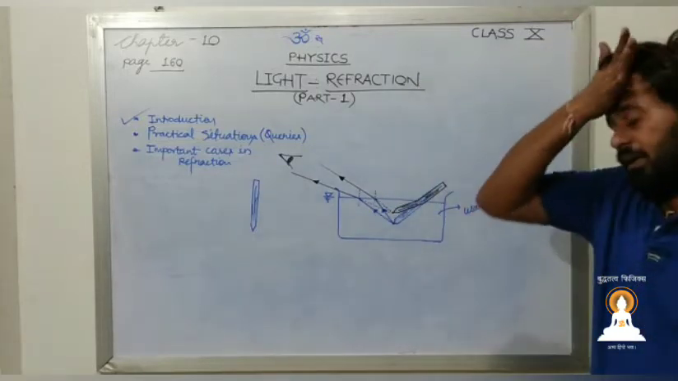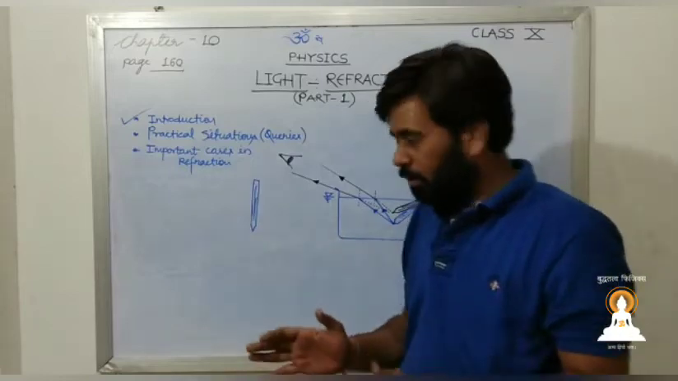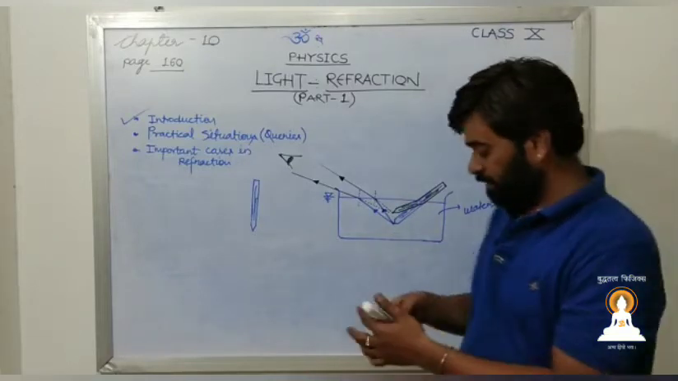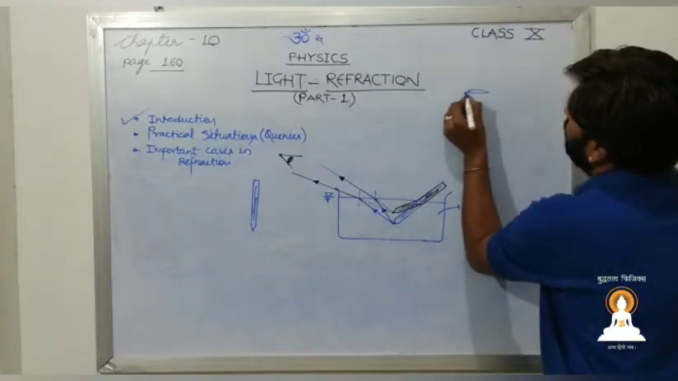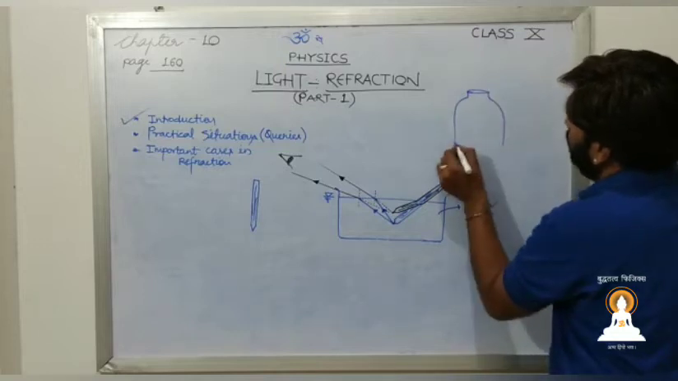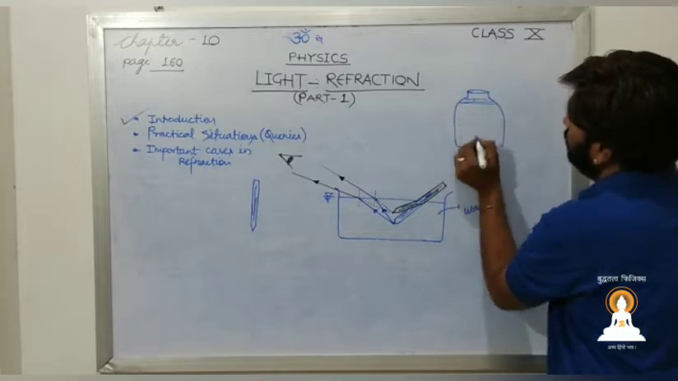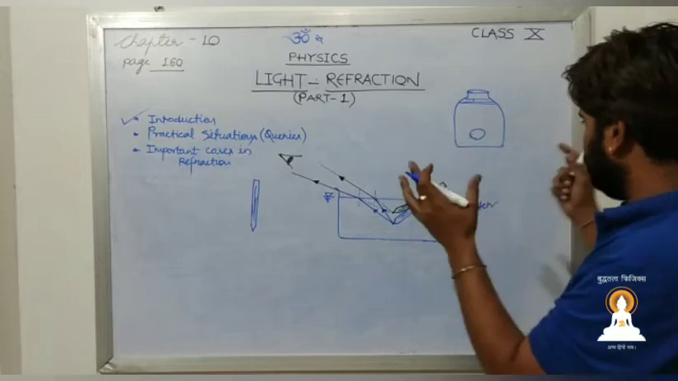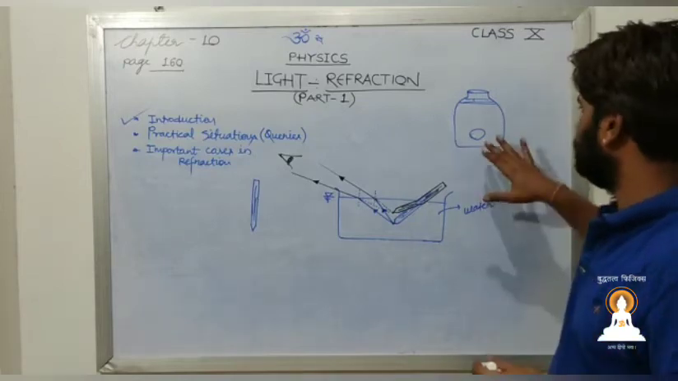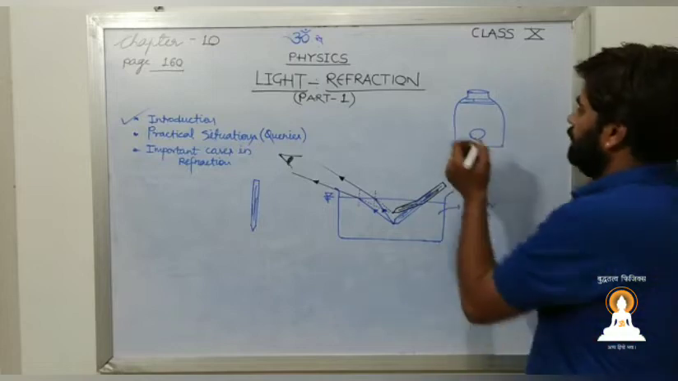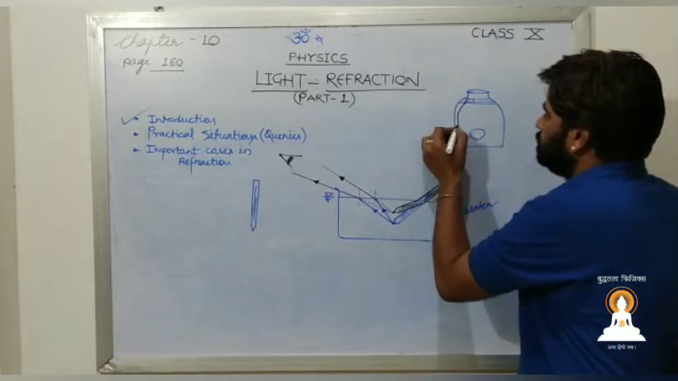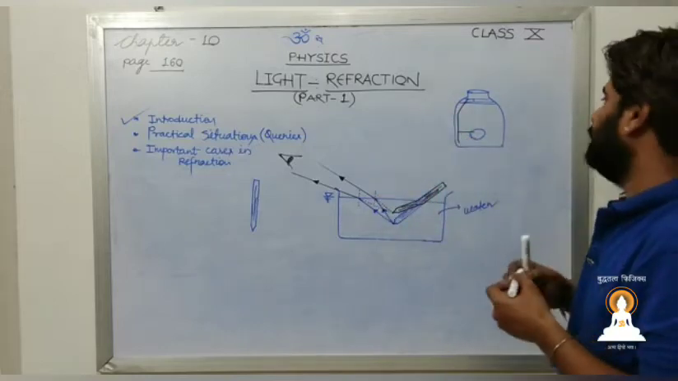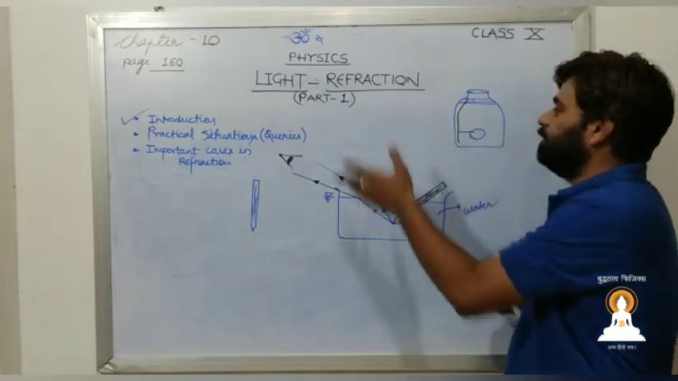One more situation you may see: if you have a transparent bowl, a jar filled with water, and you put a lemon in it, then from the outer surface you will see the size of the lemon from this side to be bigger than the original size. Why is this? Because here you have this transparent glass, so the light will come and be refracted. That's why a different image of the lemon is formed.